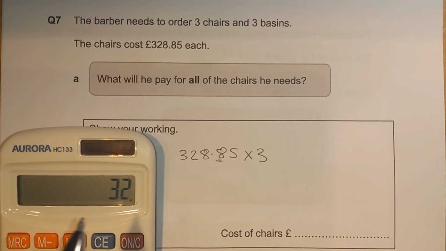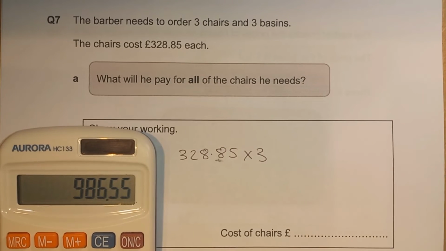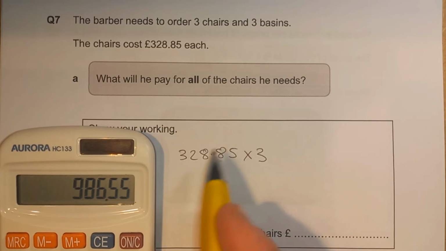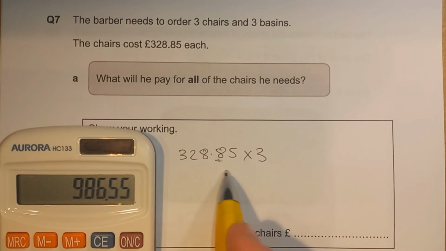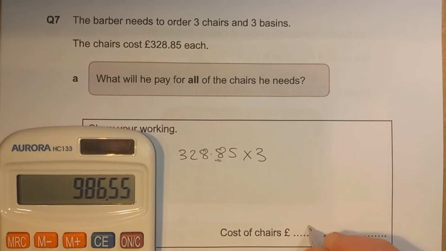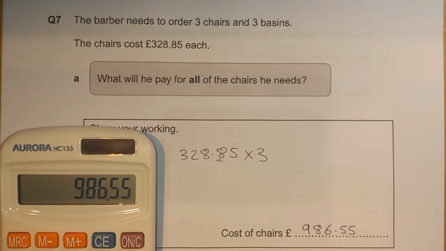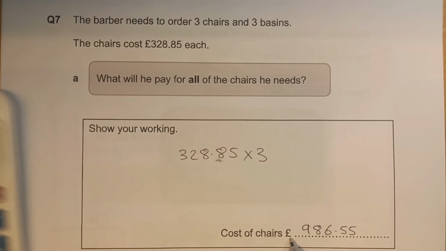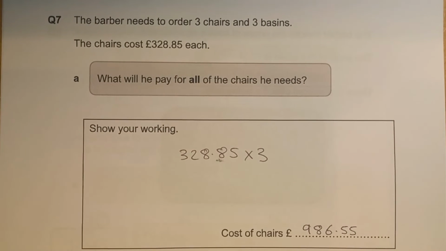So 328.85 times 3. Now you can type it into your calculator either way round. You can put 3 times first or 328.85 first. You'll get the same answer, which is £986.55. Now because we've got the pound sign, we don't put the p afterwards.